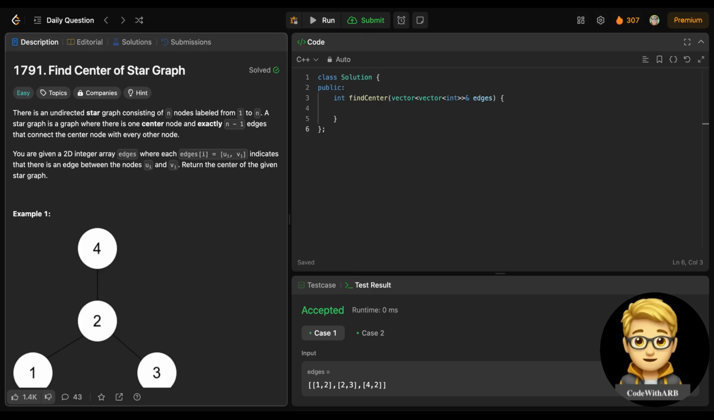Let's solve today's LeetCode problem. This is an easy one: Find Center of Star Graph. Let's see what the question is.